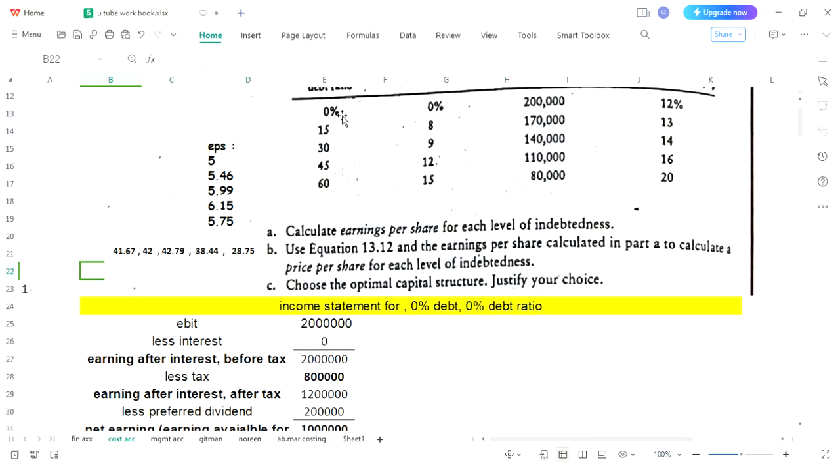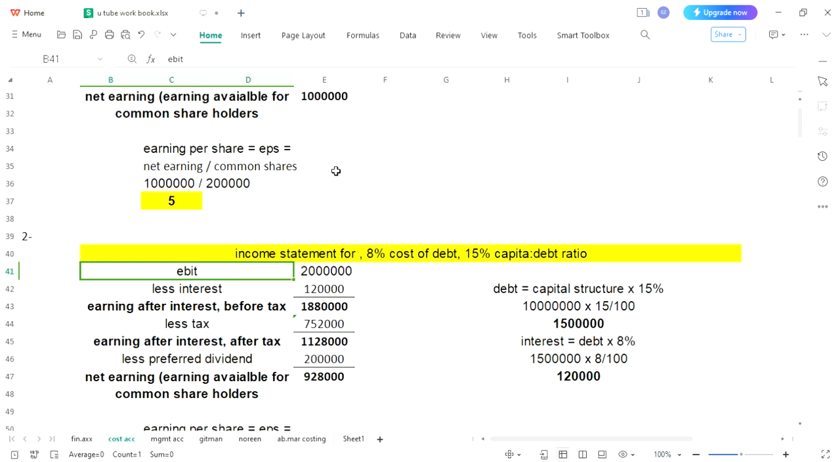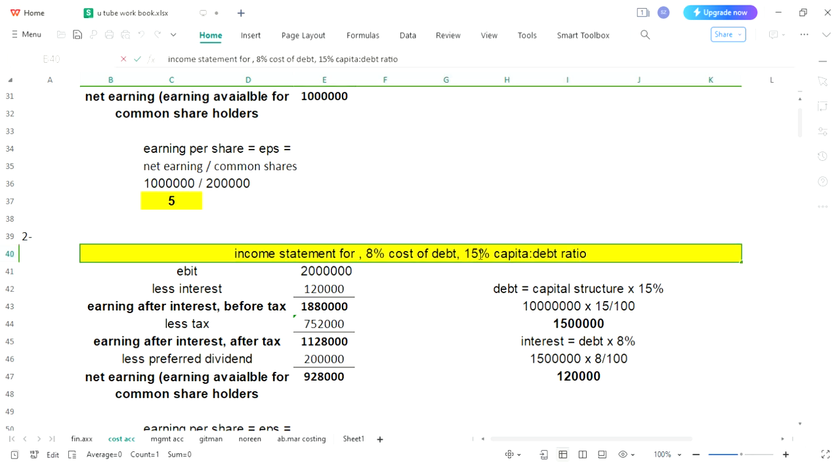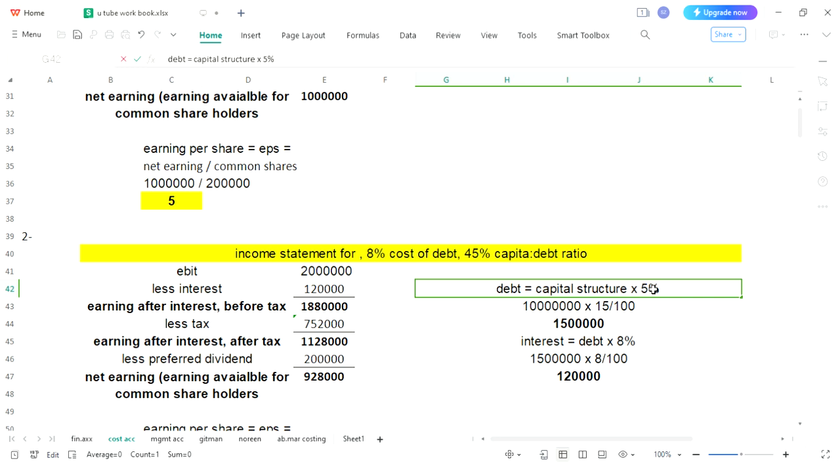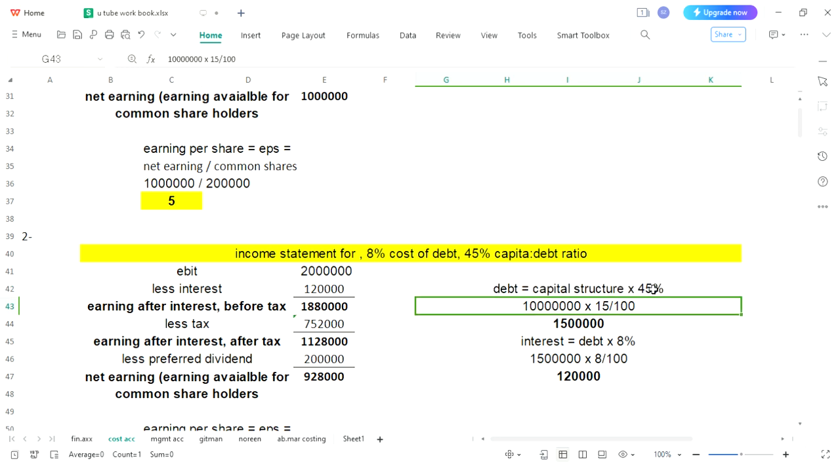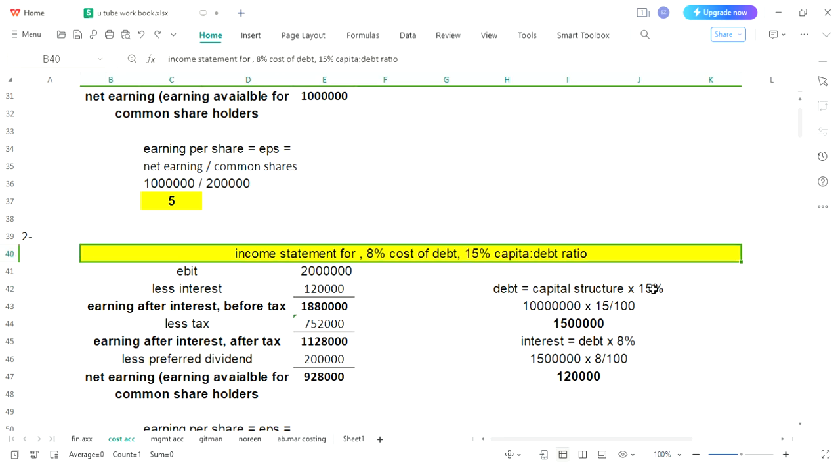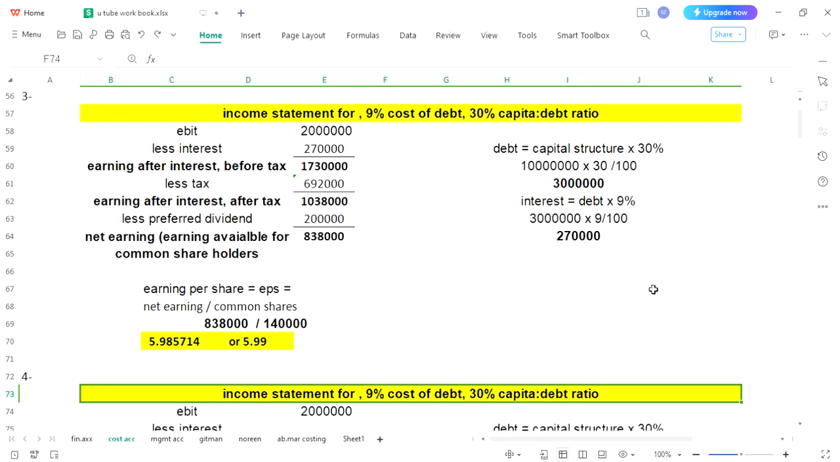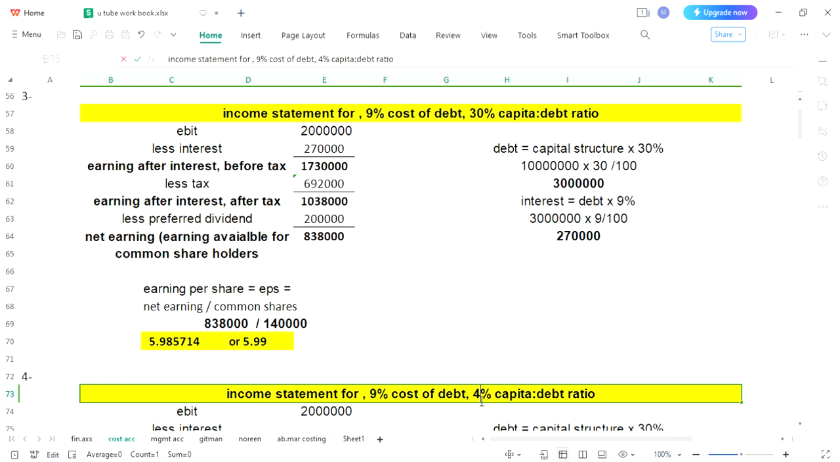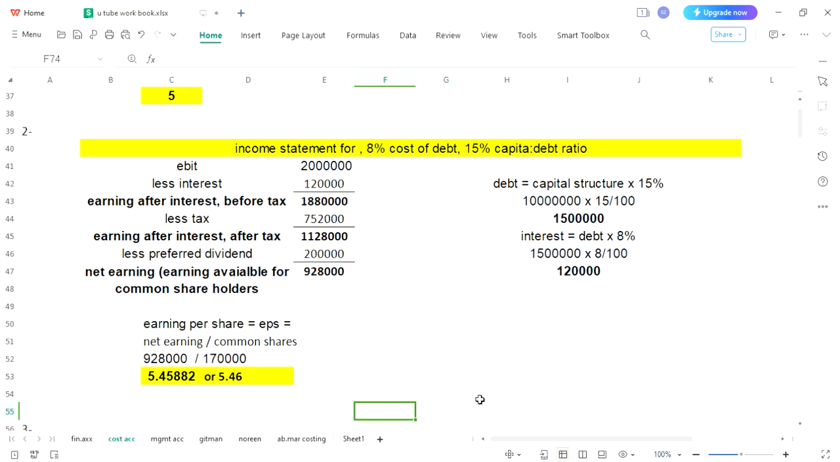For the fourth part, 1, 2, 3, fourth part, the capital debt ratio is 45%. And let's change it to 45% over here, and you will change it over here as well, 45%. One second. This was part 2 and we are doing part 4. So we'll have to go again for that part. This is the 45% capital debt ratio. Let's check it out again.